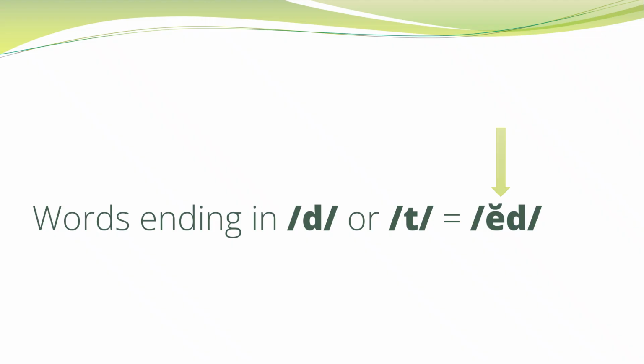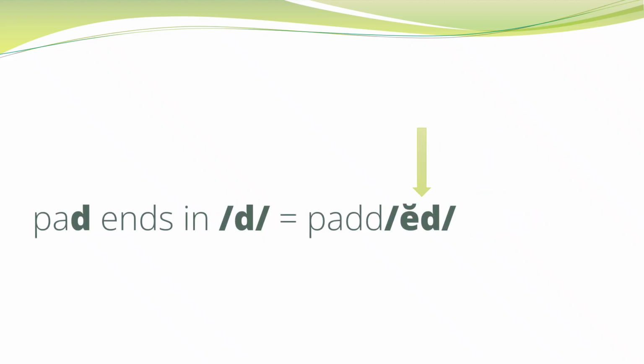Let's start with the easy one. If the word ends in d or t, vowel digraph ed is pronounced ed. For example, had ends with the d sound, so we say had-ed. Notice that this pronunciation adds another syllable. Here are some more examples.